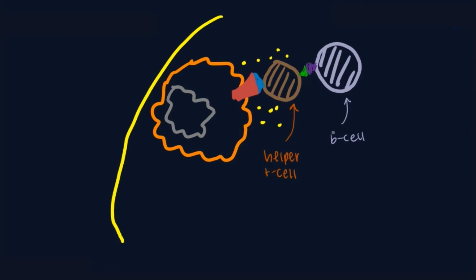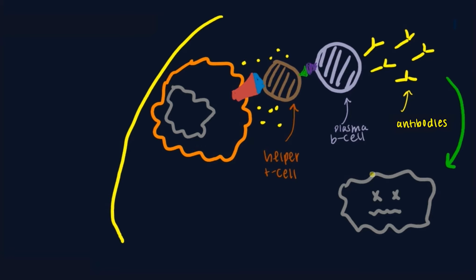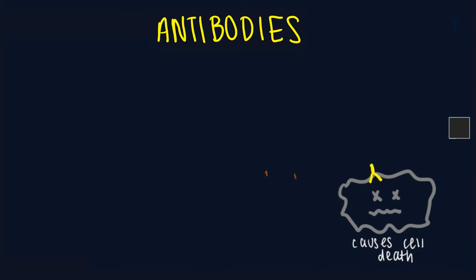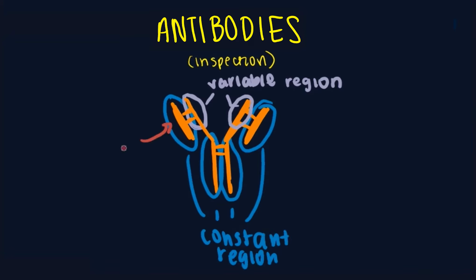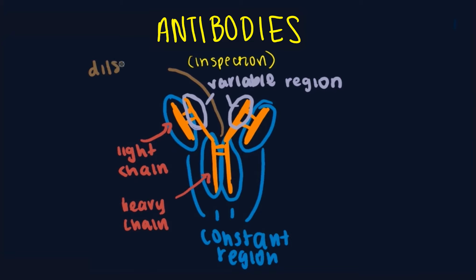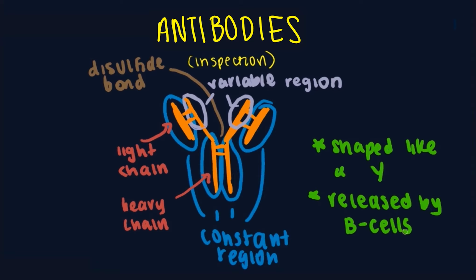B cells first differentiate into plasma B cells and memory B cells. Plasma B cells release antibodies to bind to the pathogen to cause neutralization, lysis, or phagocytosis. An antibody consists of two regions, the variable and constant region. Different genes code for different proteins, resulting in different variable regions.